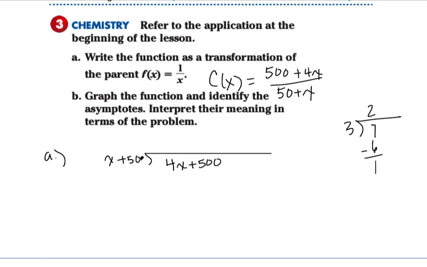So x goes into 4x 4 times. And so we're going to say that multiplying this polynomial by 4 is the closest thing we can do to get to this value. So 4 times that gives me 4x. 4 times this, distributive property, gives me 200. When I subtract the product here, I get 300. That 500 minus 200 gives us 300, which is my remainder.